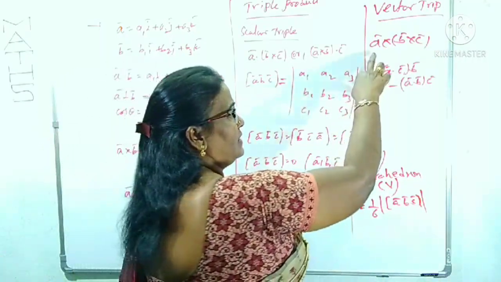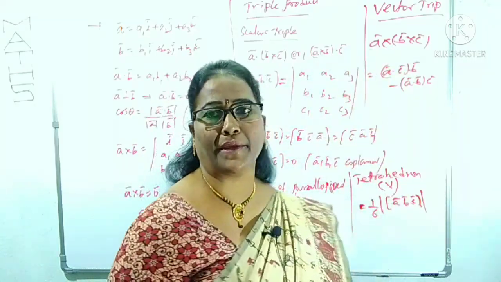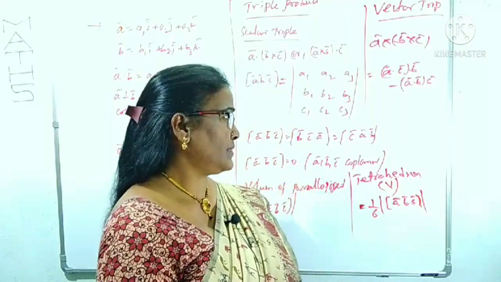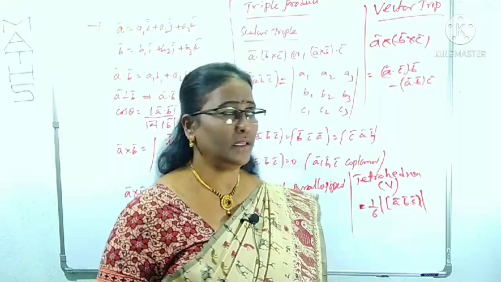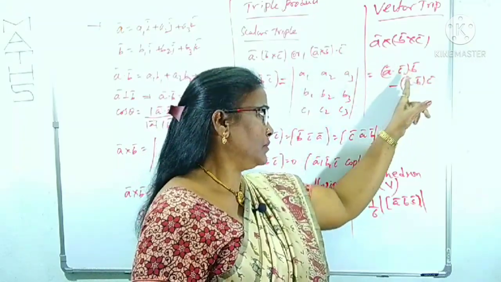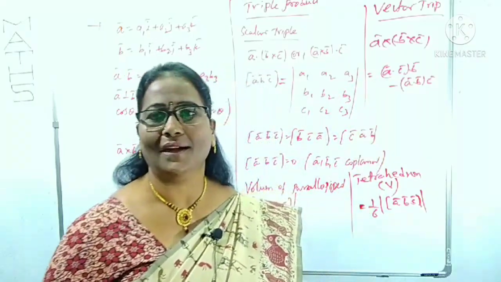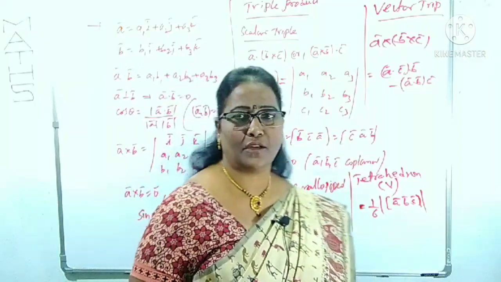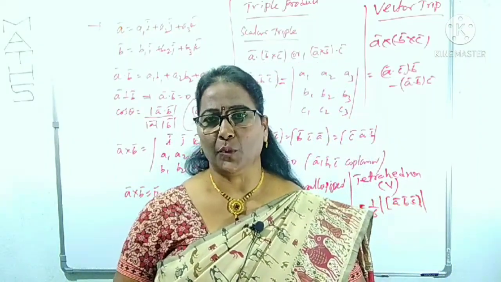In this vector triple product, A, B, C are any three non-zero vectors. A cross of B cross C, how can you write? A dot C into B minus A dot B into C. Means simply dot product of first and last vector into middle vector minus dot product of first two vectors into last vector. These are the basic formulas which depend on vector products.